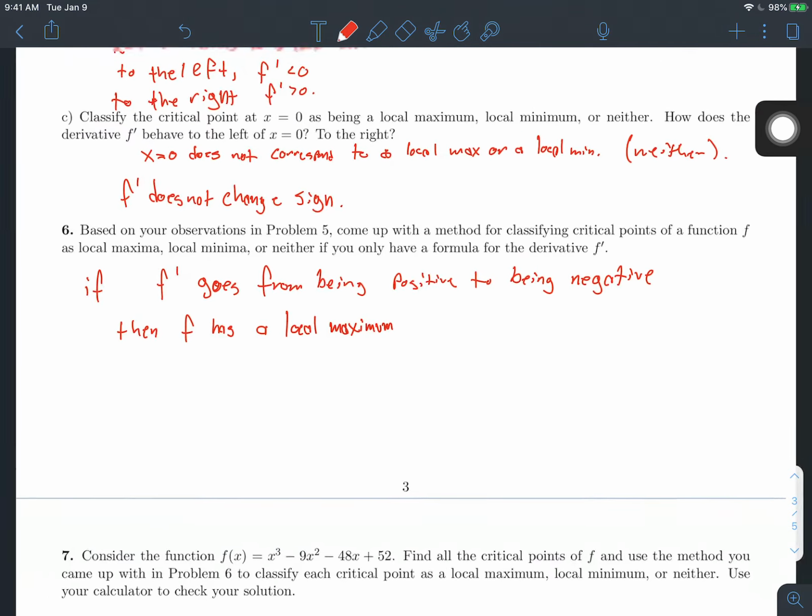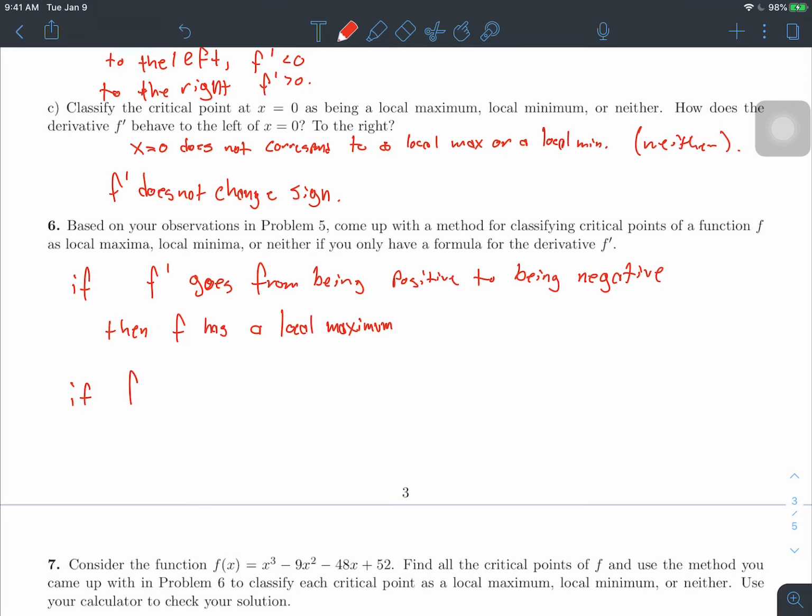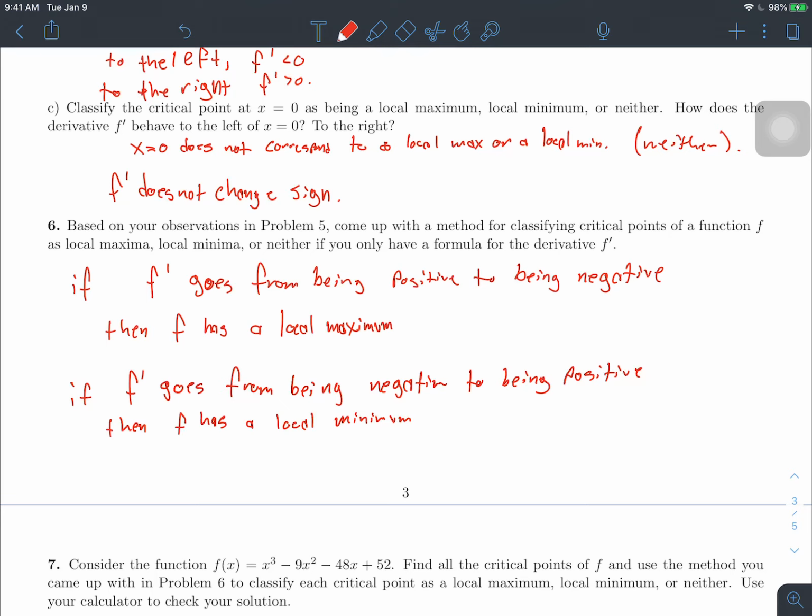Okay, and now the next one. If f prime goes from being negative to being positive, then f has a local minimum. The way I would draw the arrows for this is negative slope first, then positive slope. If I was riding my roller coaster, that would mean that I hit the bottom.